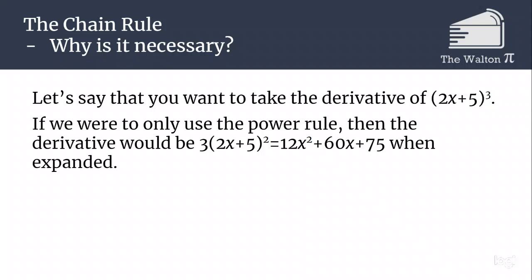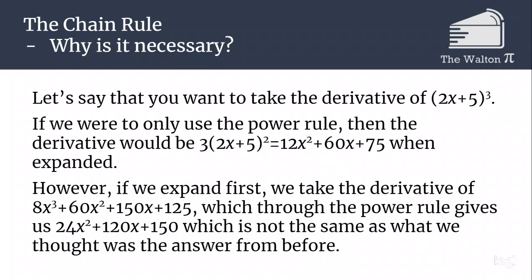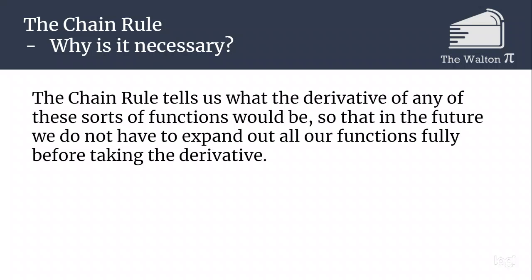But if we expanded first and then took the derivative, we would get 24x squared + 120x + 150, which is definitely not the same answer as what we've got using only the power rule. So the chain rule is how we're able to combine these and not have to expand out every single time.